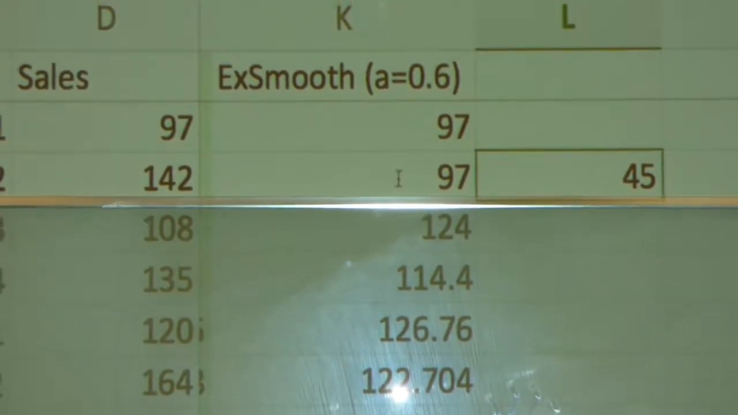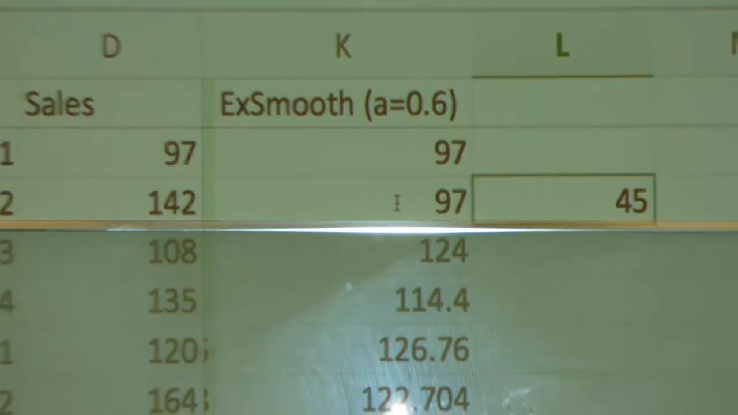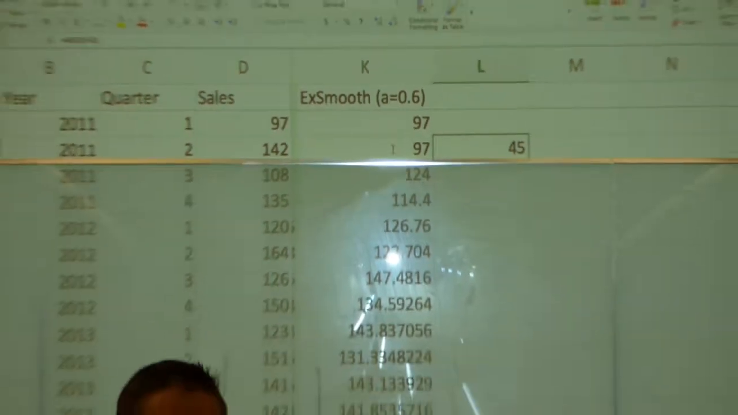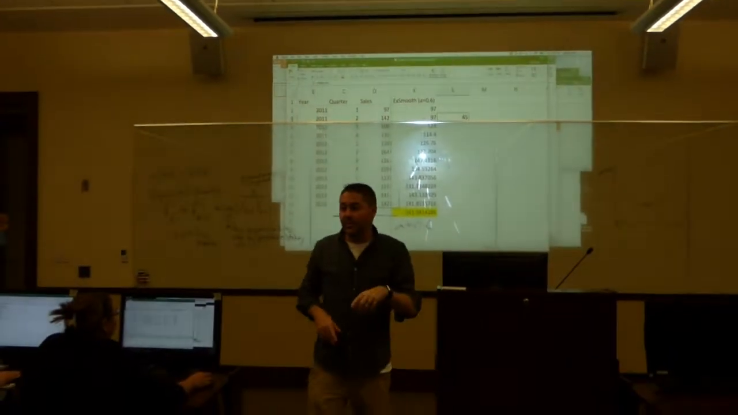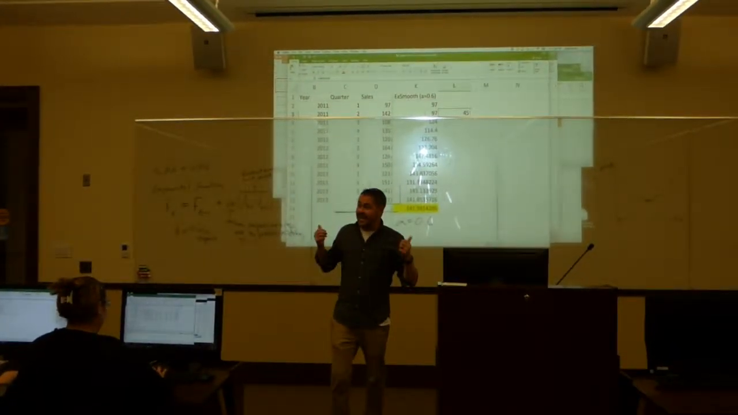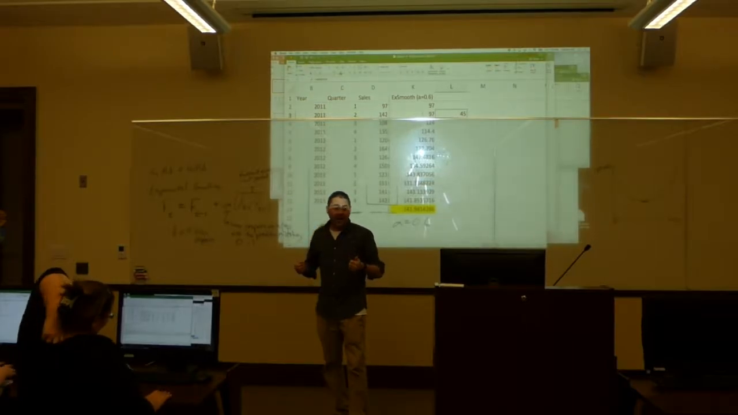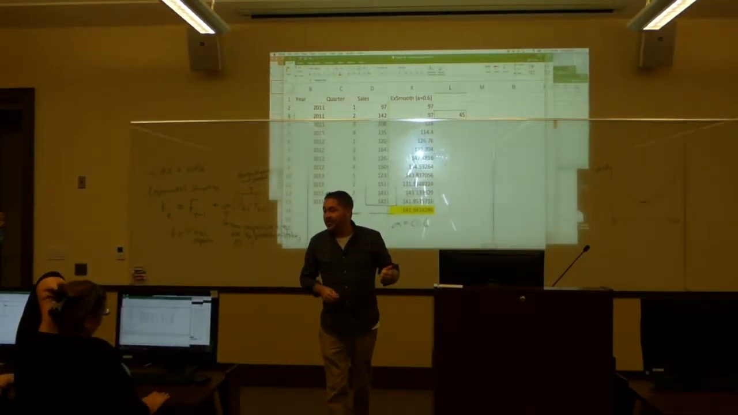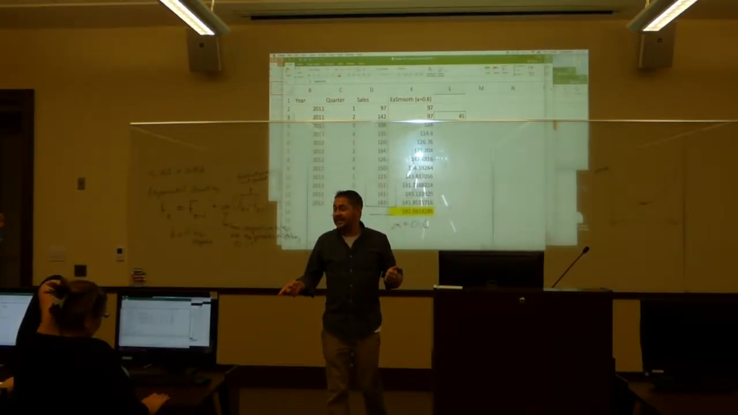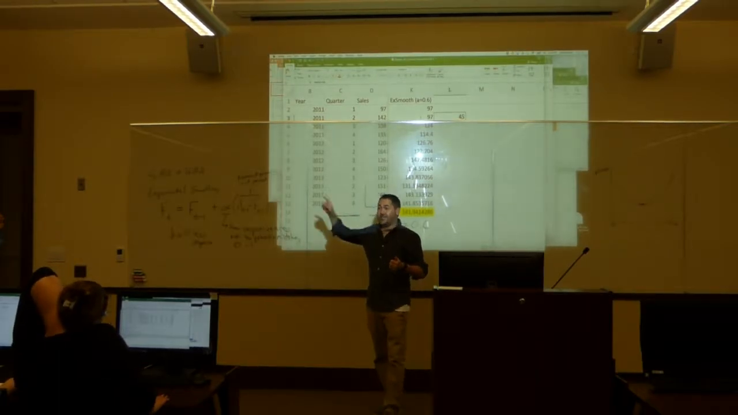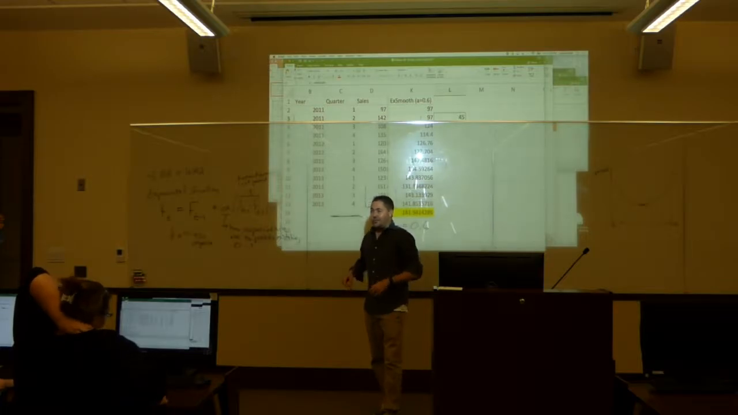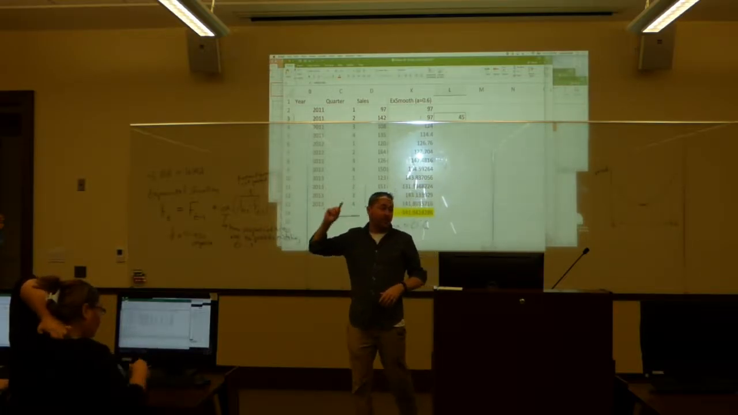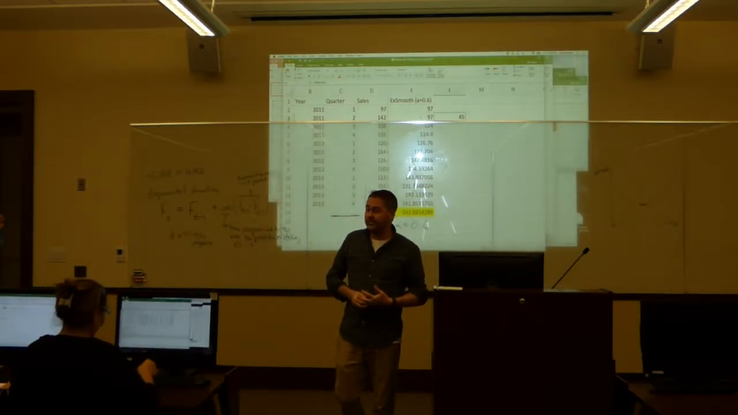Okay. You got 45. So this is going to be equal to ABS, in parentheses, what actually happened, which is 142, minus what we projected to happen, which was 97, and we should get 45. What is 45 saying? That is how much we were wrong in that particular period. So the MAD is the mean of everything, but this is how wrong we were in that one particular period. Right?